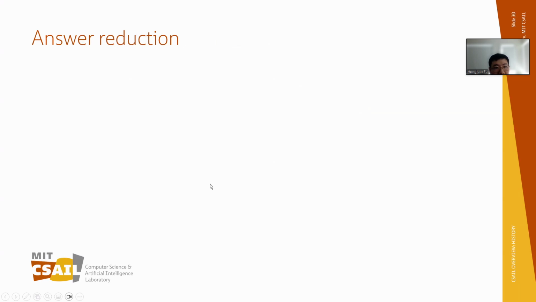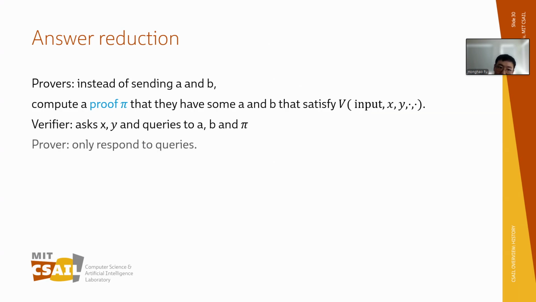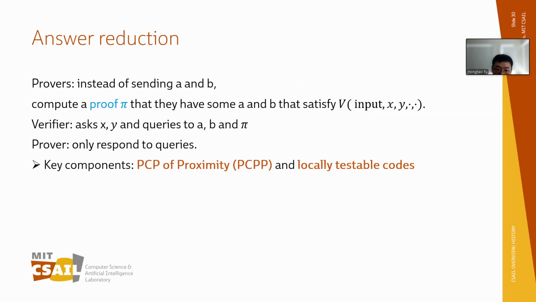So the high-level idea is that the prover, instead of sending back the long answers A and B, is going to compute a proof that they have A and B that satisfy the verifier's predicate. Then the verifier only needs to ask X, Y and some queries to A, B and the proof pi. The prover only needs to respond to the queries instead of sending back A and B. So this reduces the length of the answer. The key components here are PCP of proximity and locally testable codes.